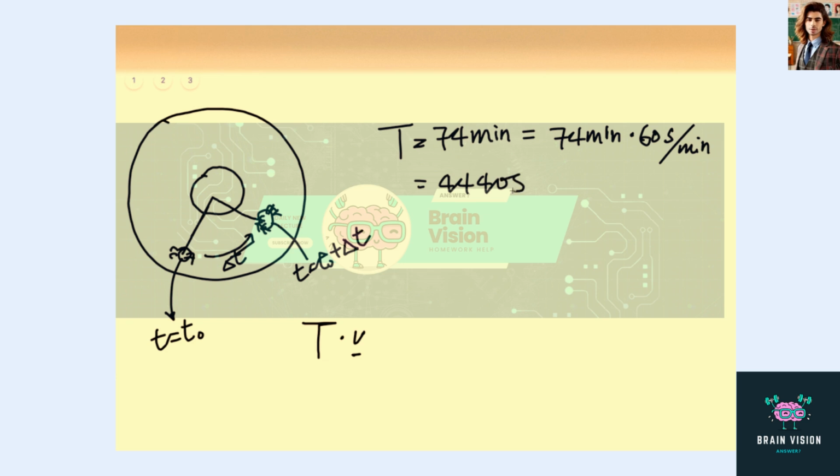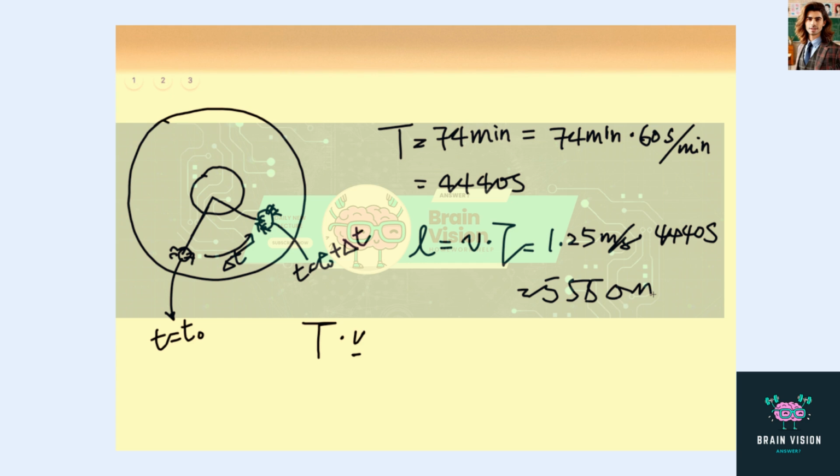And so the total length L over time period t is v multiplied by t, and plug in the numbers again. We will get about 5,000 meters. So this is the total length of the track.